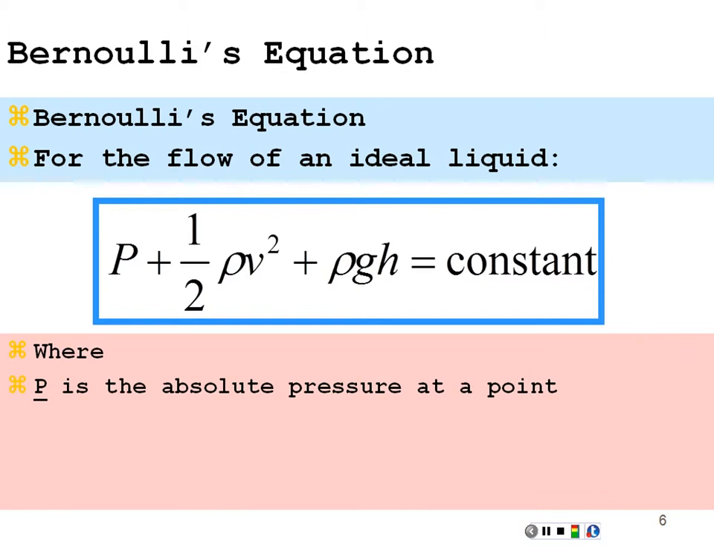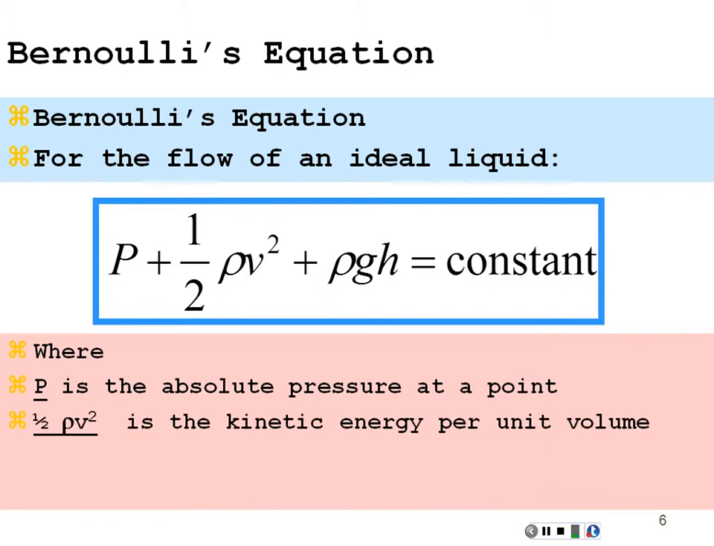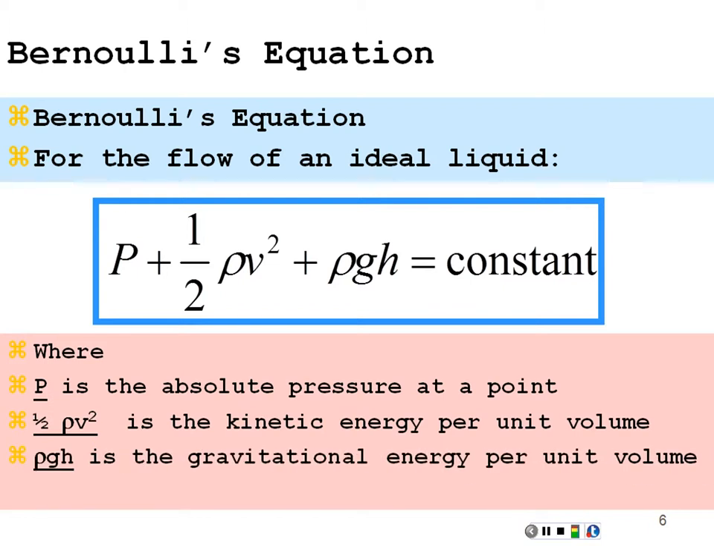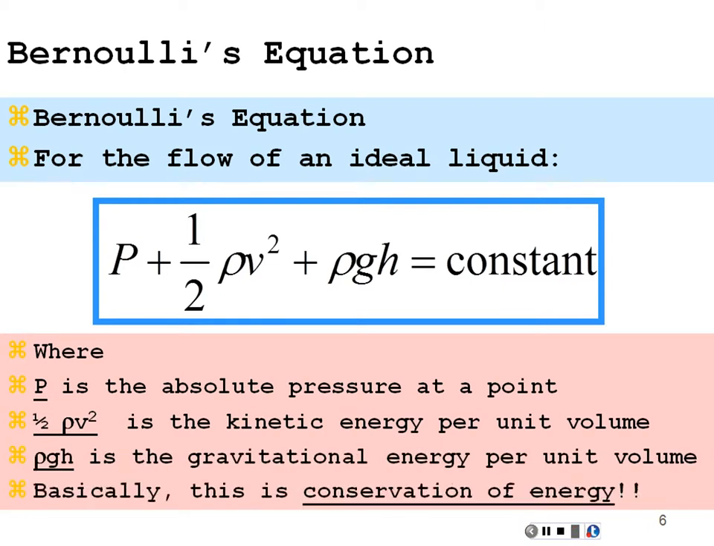Here, P is the absolute pressure at a point. 1/2 rho v squared is the kinetic energy per volume. Rho g h is the gravitational potential energy per volume. Basically, this statement, Bernoulli's equation, that all these terms add together equal a constant, is conservation of energy for a fluid. It's basically kinetic energy per volume plus potential energy per volume plus absolute pressure equals a constant.